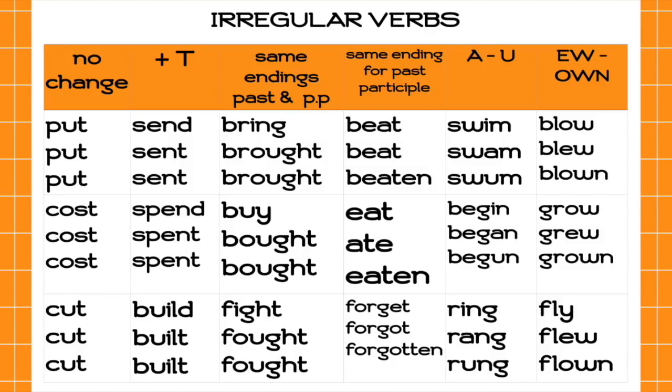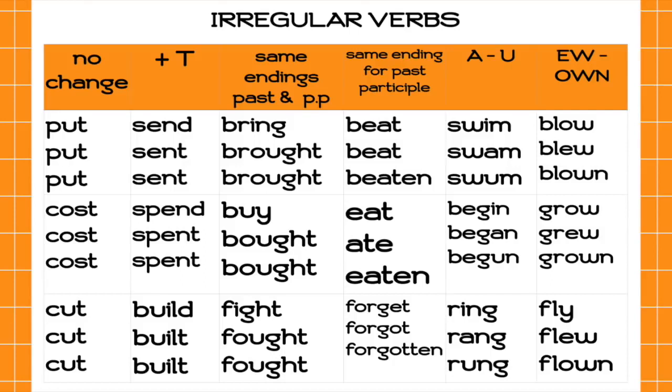Then the fourth column, as you can see, and that is the fourth group, some verbs have the same E-N ending for the past participle, just for the past participle. So we have beat, beat, beaten. Eat, ate, eaten. Forget, forgot, forgotten.